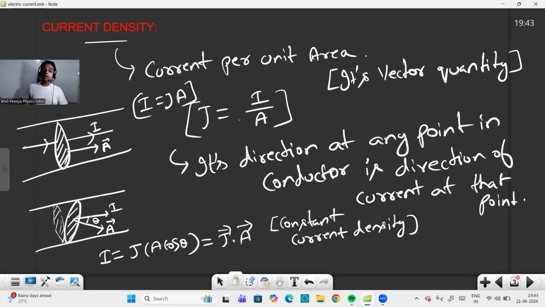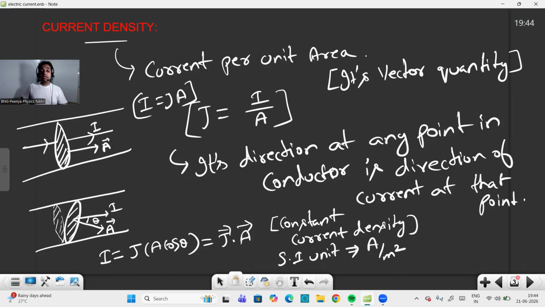And because current density is current by area, its SI unit is ampere per meter square. SI unit is what? Ampere per meter square. Okay.